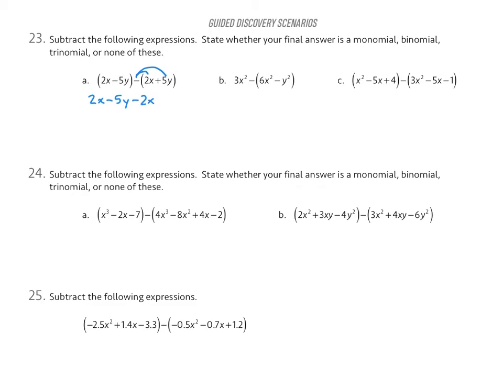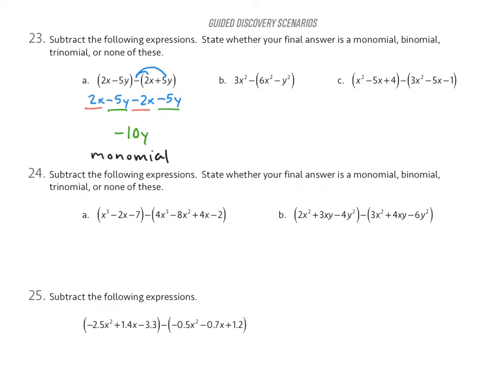Minus 2x, and then minus a positive 5y would be minus 5y. Now I can look for terms that can be combined. 2x minus 2x, those cancel each other out, they make 0. And then I have negative 5y and minus 5y again, that's minus 10y. So my final result is one term, and it is a monomial.